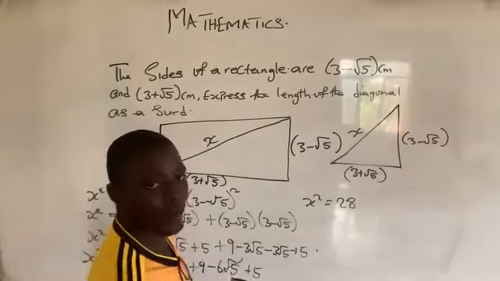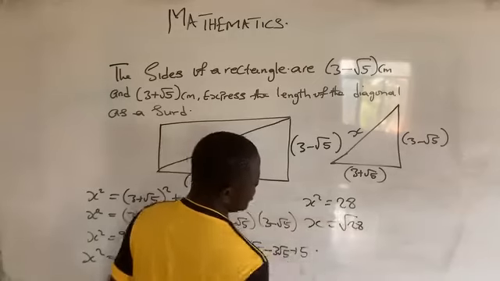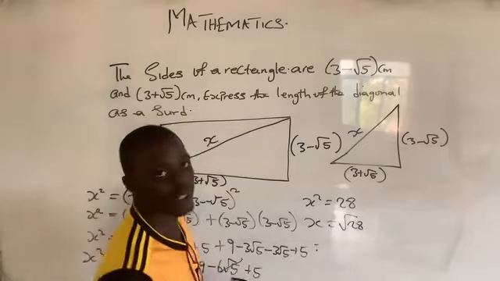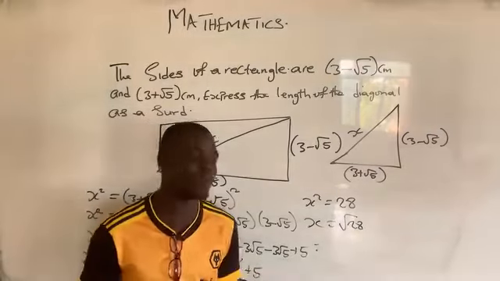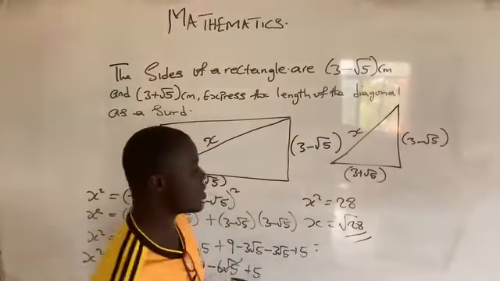To look for x, we say x is equal to the square root of 28. We can break root 28 down, but just leave it, it's all in surd form. So our x is the square root of 28.